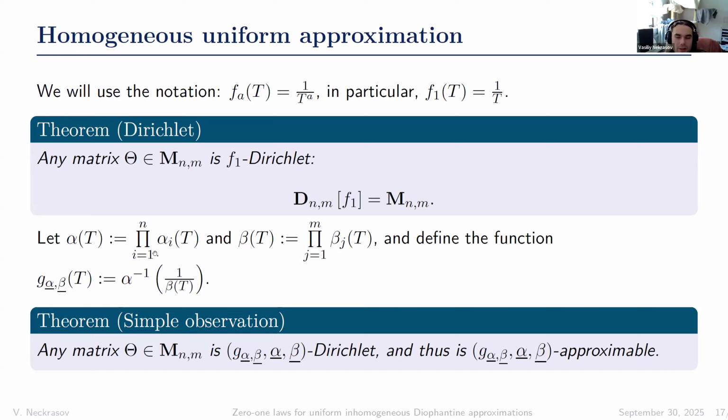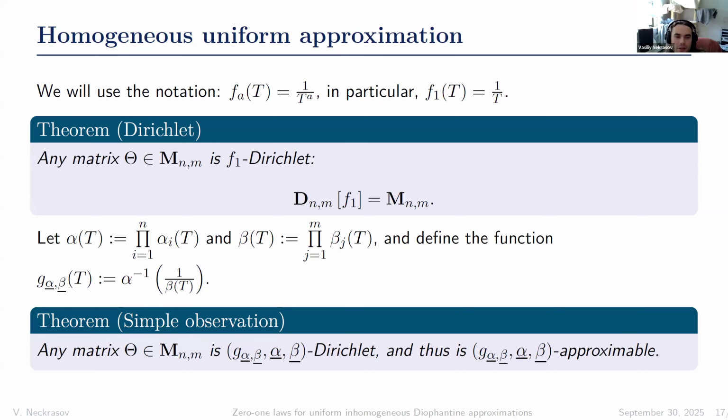But, okay, the Dirichlet theorem gives us some statement that holds for all matrices. The next natural question is, can it be improved? Can it be improved for all matrices? The answer is, of course, no. And can it be improved for some matrices? The answer is, of course, yes. How big is the set of matrices for which it can be improved?